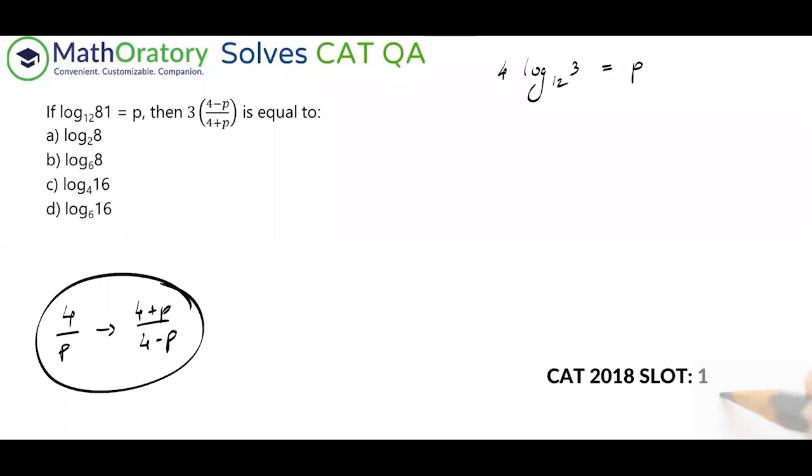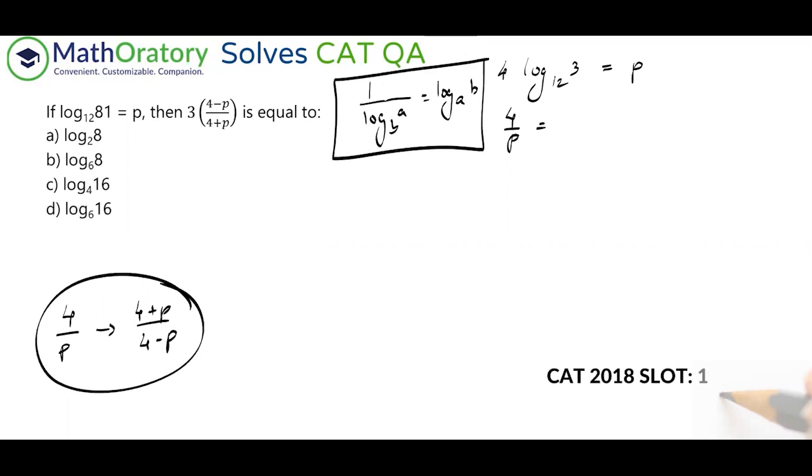So if I do use 4 by p on the left hand side, this goes 1 by this, right? But I hope you remember this property of log 1 by log a base b is equal to log of b base a. So using this property, if this goes down, this will invert and you'll have something like this, right? So now apply componendo dividendo. When you're applying componendo dividendo, you have to treat this side as something like this, right? Log 12 base 3 plus 1.